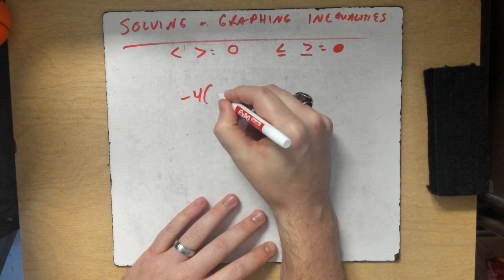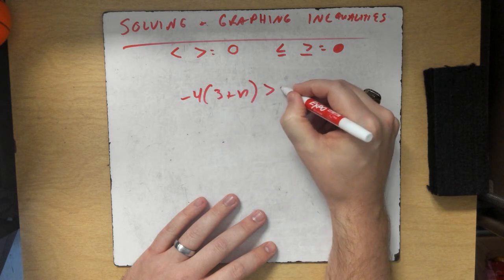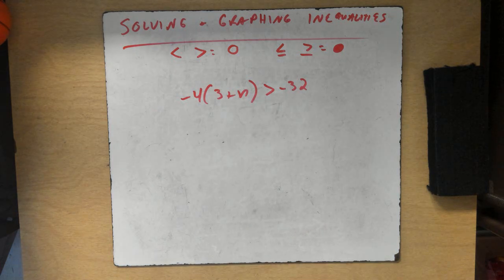This example: negative 4 times the quantity 3 plus n is greater than negative 32. Okay, so there are a few options we can do with this one right here, and I've shown this in previous videos on equations, but I'll go ahead and show it here again. There are two ways to do this. I will show you both ways, and you figure out which one you feel more comfortable with.